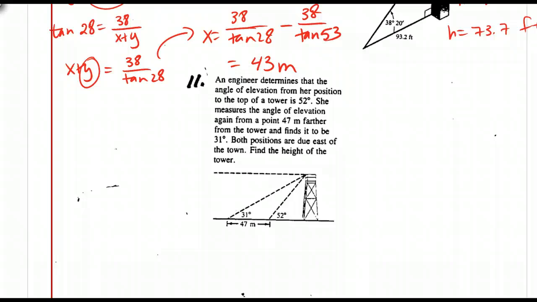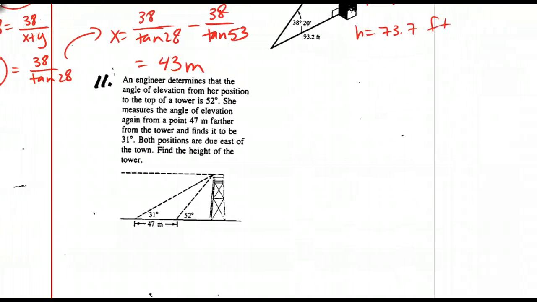Okay, last one. This is going to be similar. An engineer determines the angle of elevation from her position is 52. That's this one here. And the other angle of elevation from a point 47 meters away is 31. So she wants to find the height of the tower. So we're basically solving for h over here.